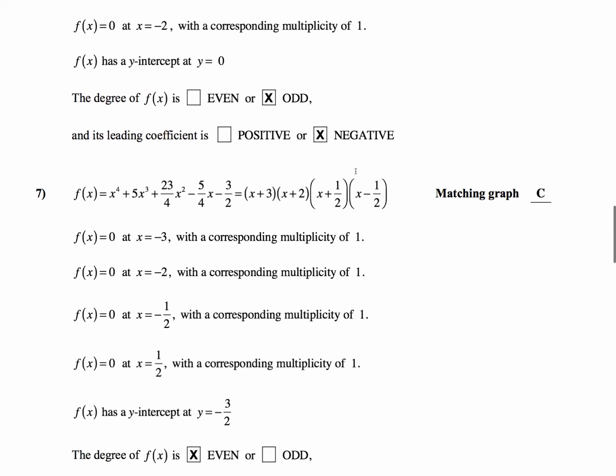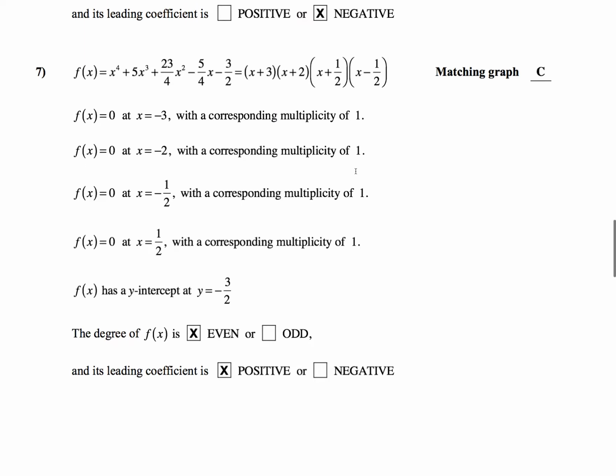Now we move on to question 7, and we see that it has zeros at negative 3, negative 2, negative 1/2, and positive 1/2. Just stopping to think about that for a second, that means that 3 of its zeros are going to be to the left of the y-axis. And so here they are listed.